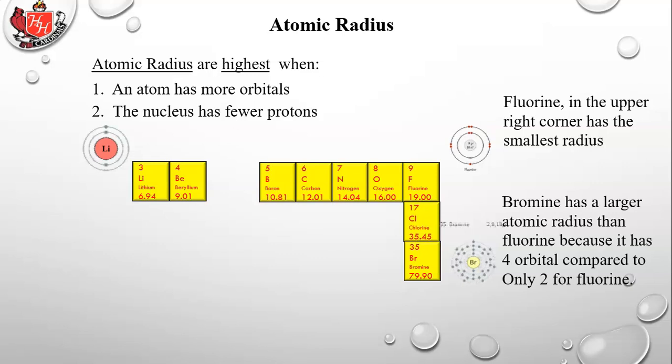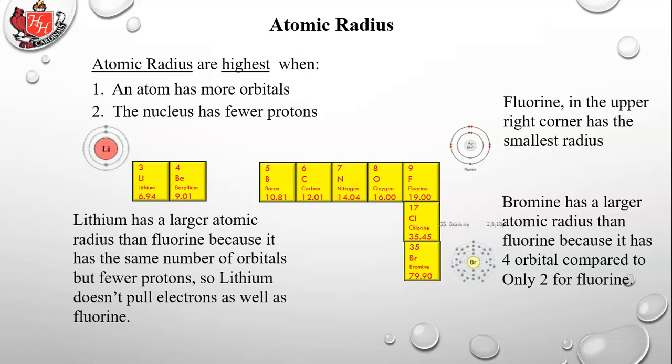So bromine has a larger atomic radius than fluorine because it has 4 orbitals compared to only 2 for fluorine. So that explanation is pretty obvious. As you keep adding orbitals, the atom becomes bigger and bigger, and the radius, which atomic radius really means the size of the atom, becomes larger and larger. So that one's pretty easy. More orbitals is going to make the atom bigger.